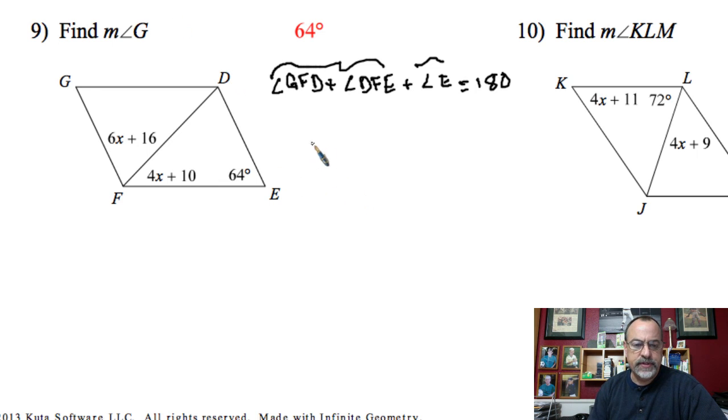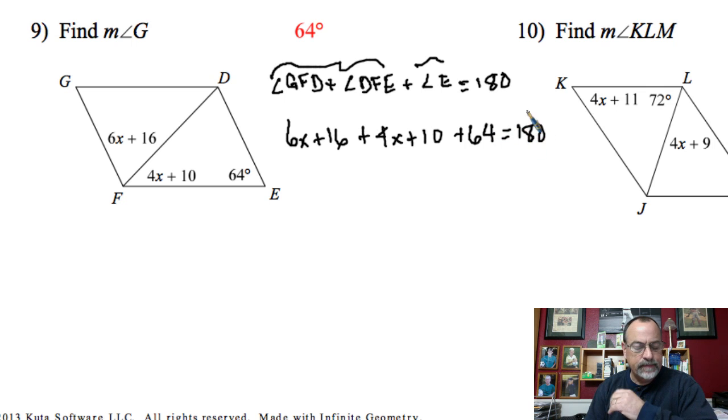So now we can substitute in. So GFD is 6x plus 16. Angle DFE is 4x plus 10. And angle E is 64. And together that equals 180. So now we need to find the measure of angle G here. So let's keep that in mind once we get going here.